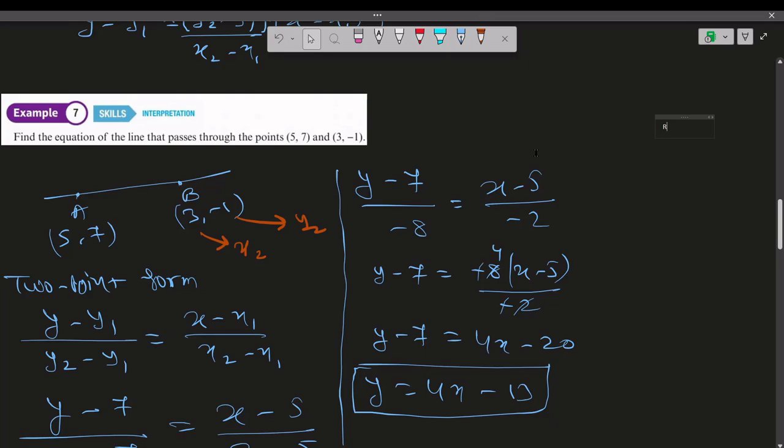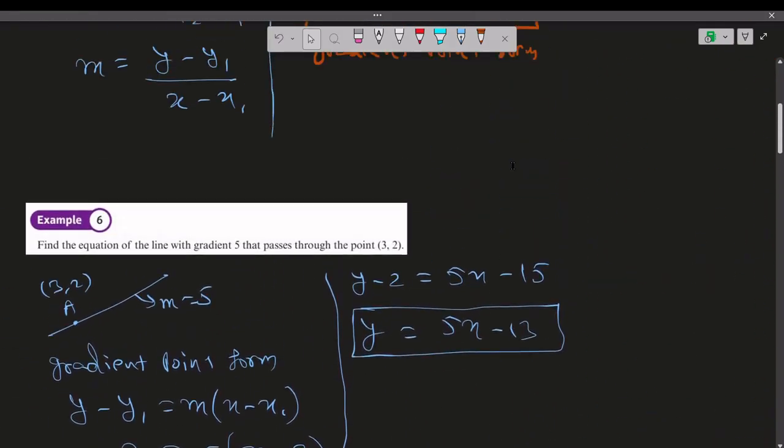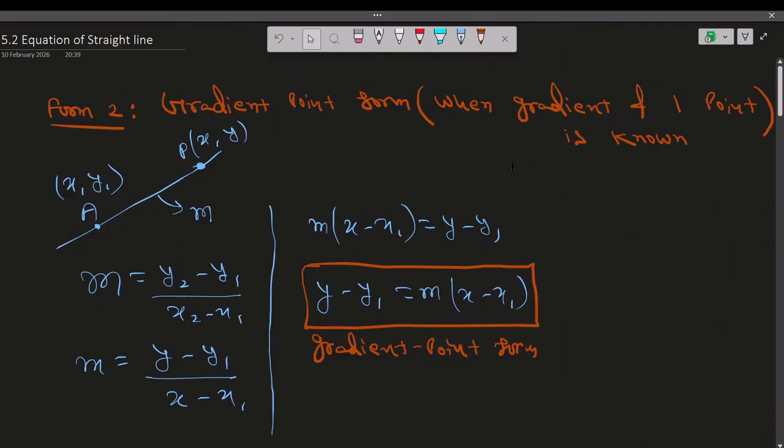Hello students. In the last class we have learned about different forms of a line. We have learned three different forms. Let us very quickly go through that. First was the gradient point form. When I have a gradient and one point, y minus y1 equals m into x minus x1.